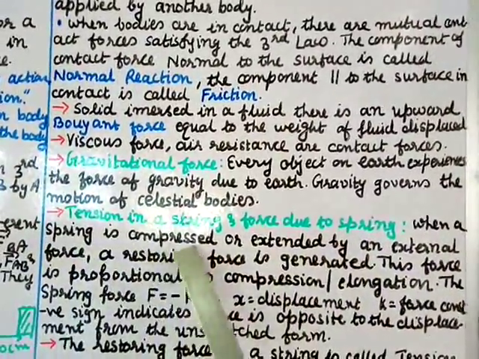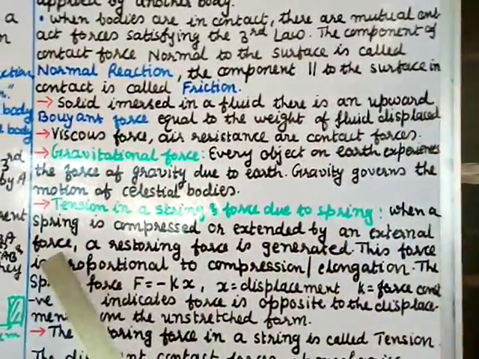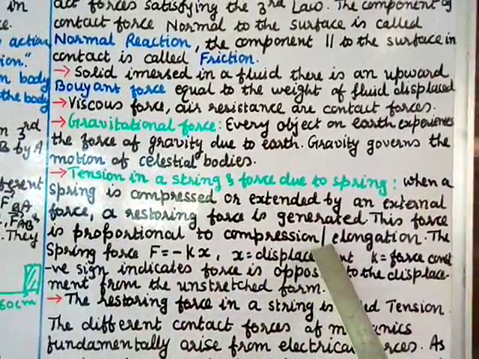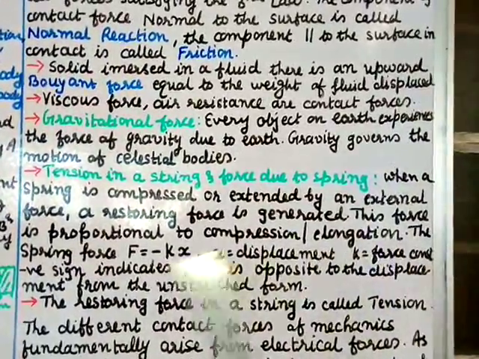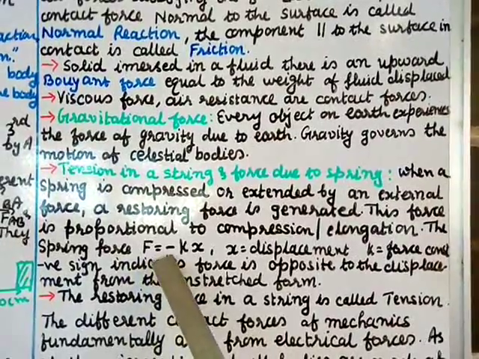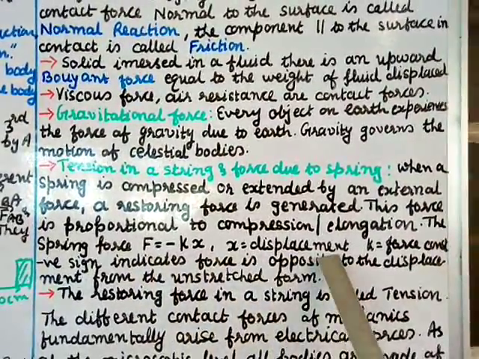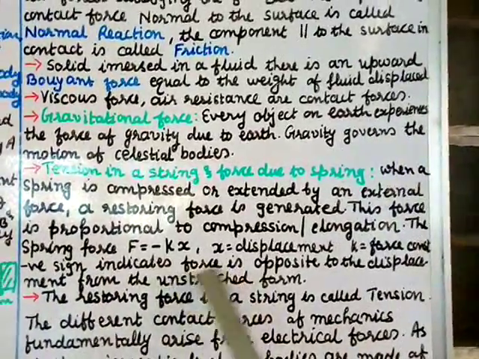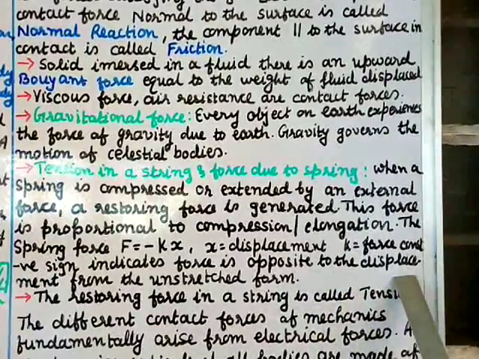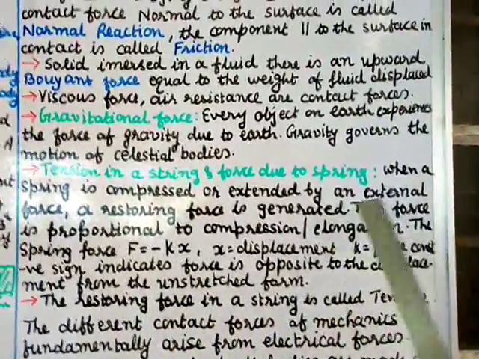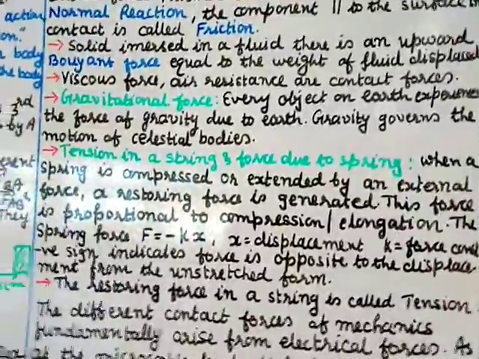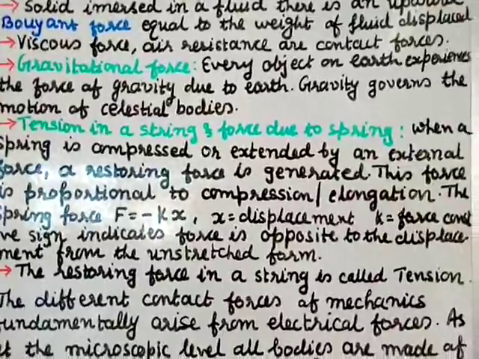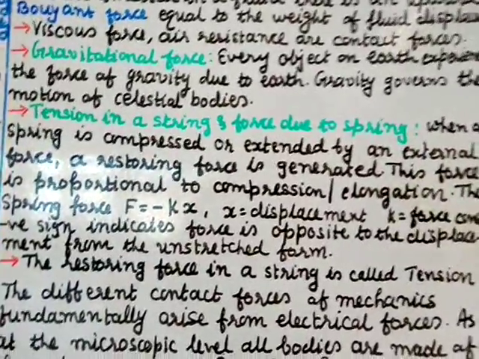When a spring is compressed or extended by an external force, a restoring force is generated. This force is proportional to compression or elongation. The spring force F is given as F is equal to minus kx, where x is displacement and k is force constant. The negative sign indicates that the force is opposite to the displacement from the unstretched form. Now this one we have to still study further. Here we are just giving, in a small nutshell, the tension in a string and force due to spring.